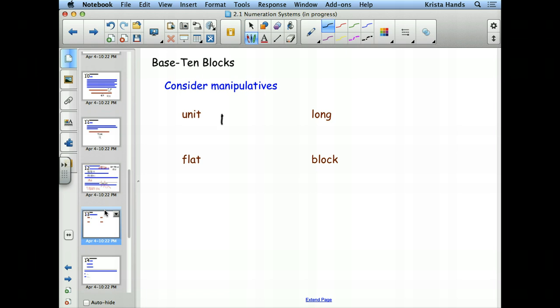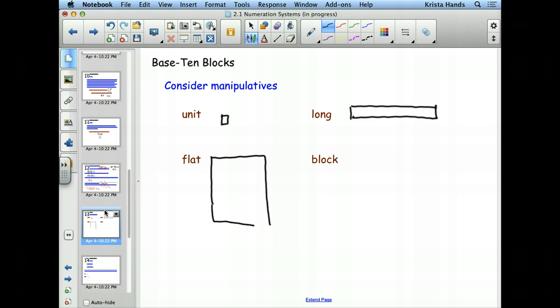So the unit looks like a small square, right? Little bitty one. A long actually looks like one long rectangle. You do not need to draw all the individual units in there unless it asks you something specific about that. A long, this is what it looks like. A flat better look different than a unit, okay?